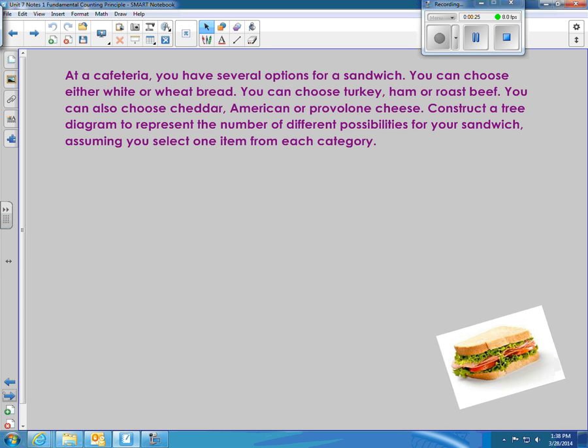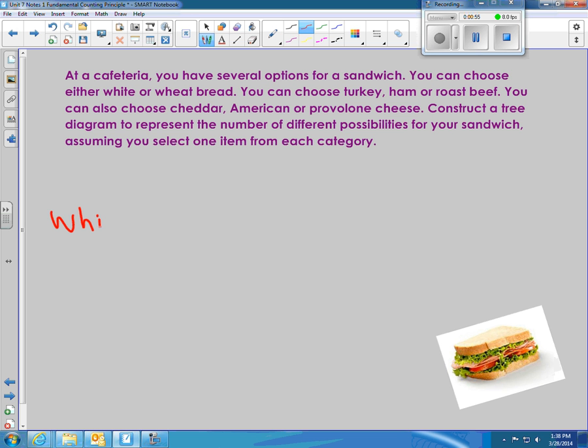Before we get into that, we're going to actually do an example, and then use that to help us with our definition. At a cafeteria, you have several options for a sandwich. You can choose either white or wheat bread. You can choose turkey, ham, or roast beef. You can also choose cheddar, American, or provolone cheese. Construct a tree diagram to represent the number of possibilities for your sandwiches, assuming you select one item from each category.